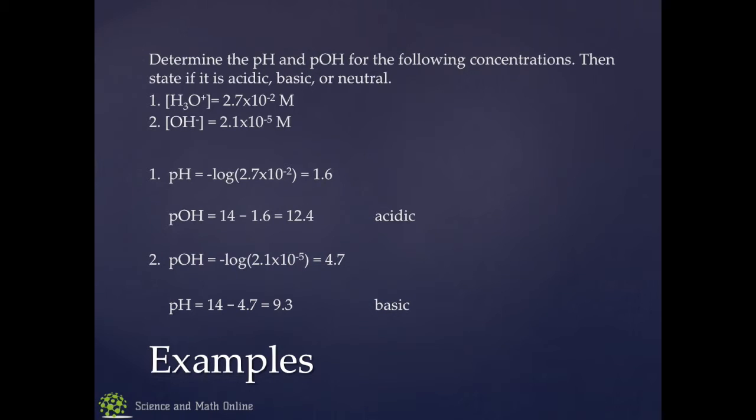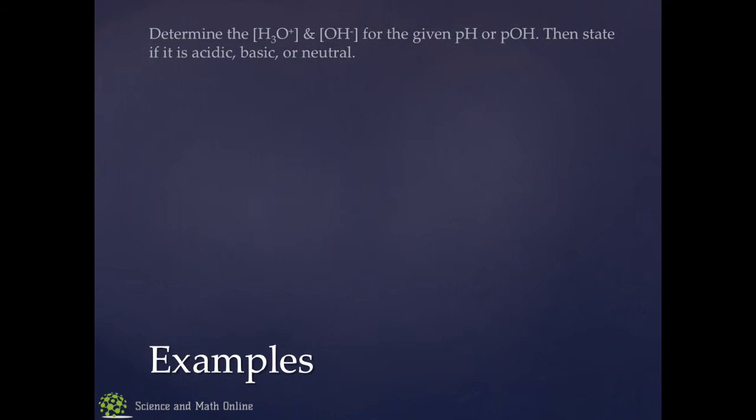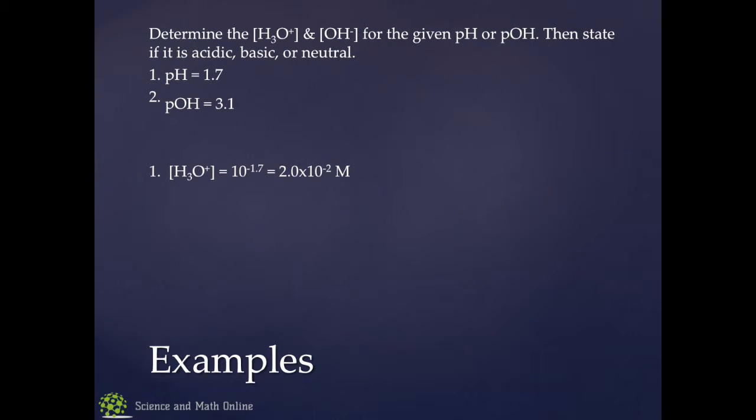Now we can also go the opposite direction. Determine the hydronium and hydroxide concentrations, then state if it's acidic or basic. And so remember, we just do the exponential. So pH is 1.7, so 10 to the negative 1.7 power gives you 2 times 10 to the negative 2.